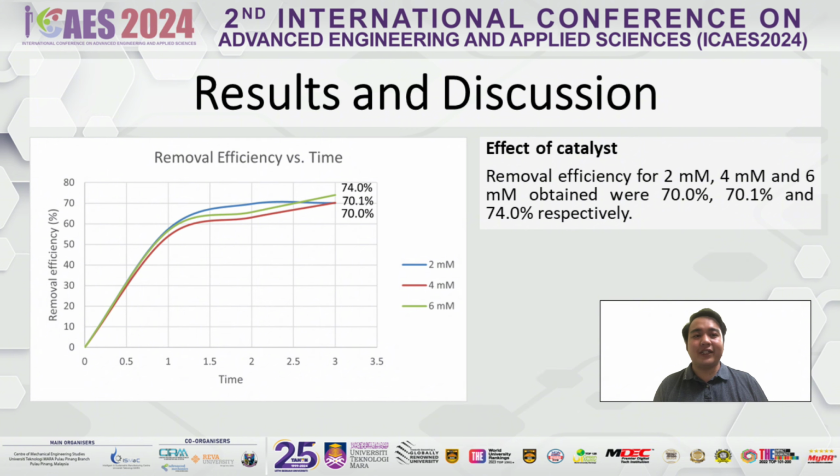Next, for the effect of catalyst. Ferrous ion catalyst was prepared at different concentrations, which are 2 millimolar, 4 millimolar, and 6 millimolar, and the removal efficiencies obtained were 70%, 70.1%, and 74% respectively.